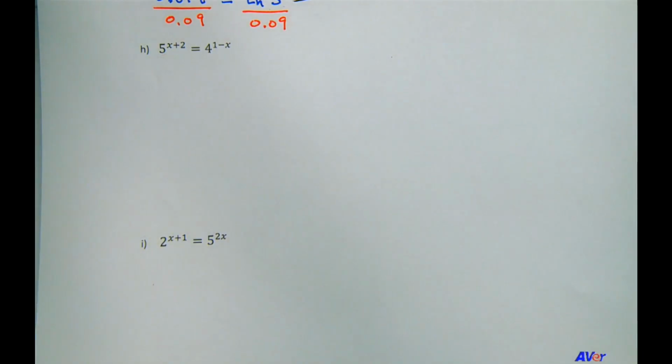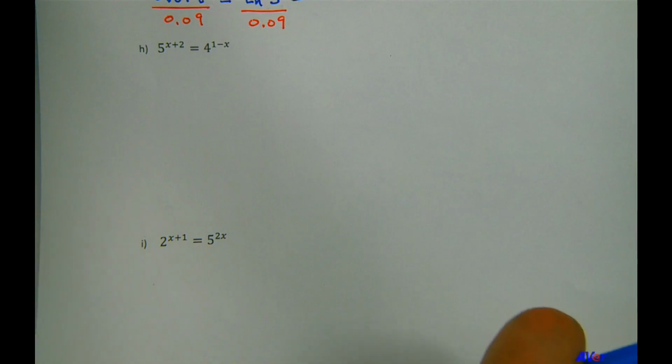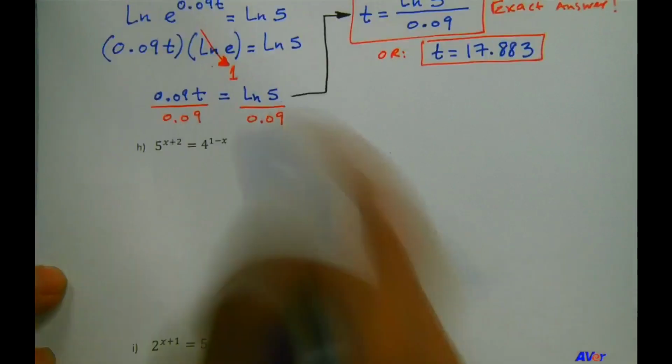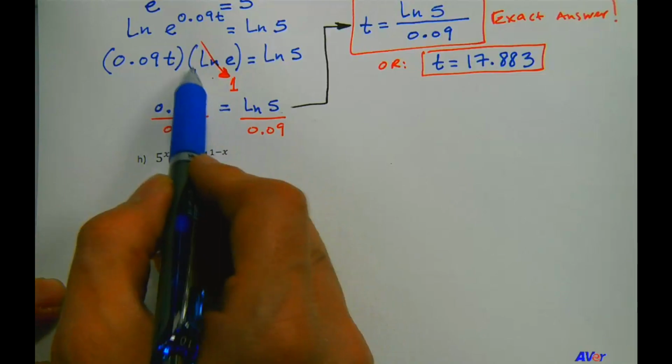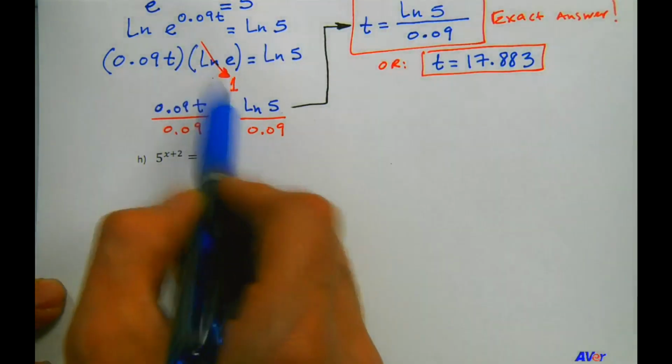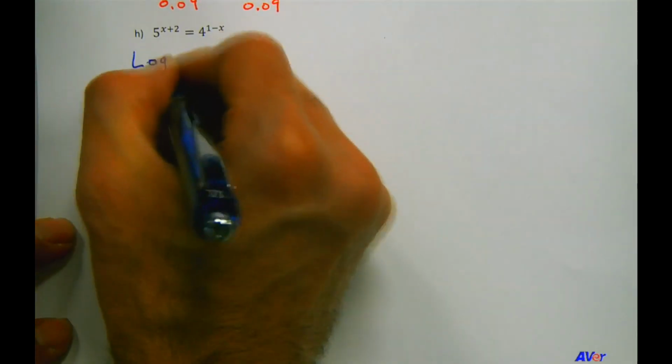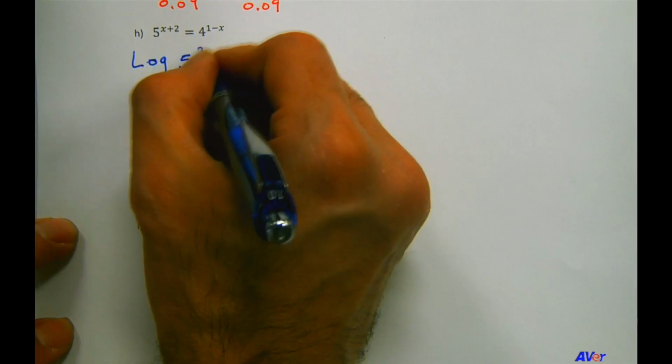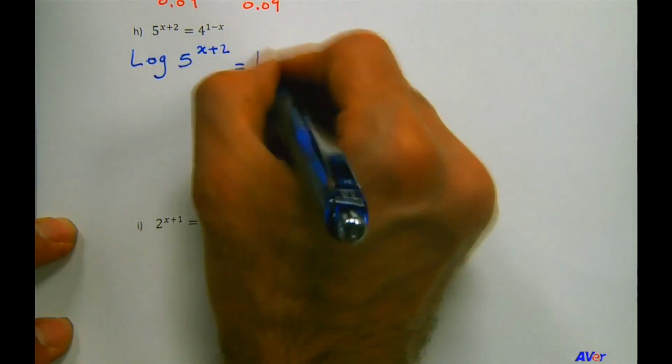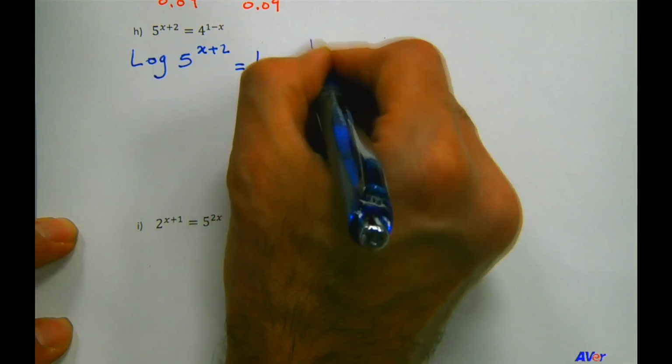But you can, if you want, take the natural log of both sides. That would still be correct. But the point is that using the natural log now would not give you an advantage. It's just the same as if you would use log. But previously, taking the natural log of both sides gave us the advantage of simplifying this term to just 1. That's why. All right. So taking the log of both sides, log of 5 to the x plus 2 power equals log of 4 to the 1 minus x power.